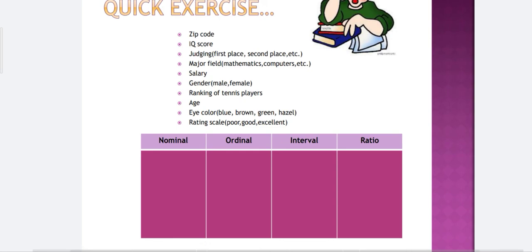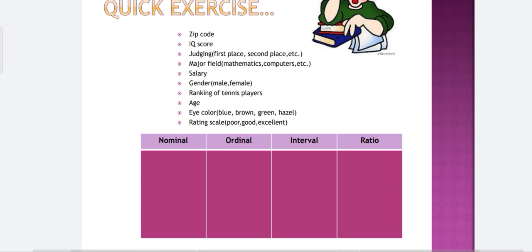Macam tu. Judging, first place, second place. Ini adalah ordering, ranking kan. So, judging adalah ordinal. Major field, sama ada matematik, computer and so on. Ini adalah nominal, kategori. Salary, it can be interval or ratio. Boleh dua-dua.